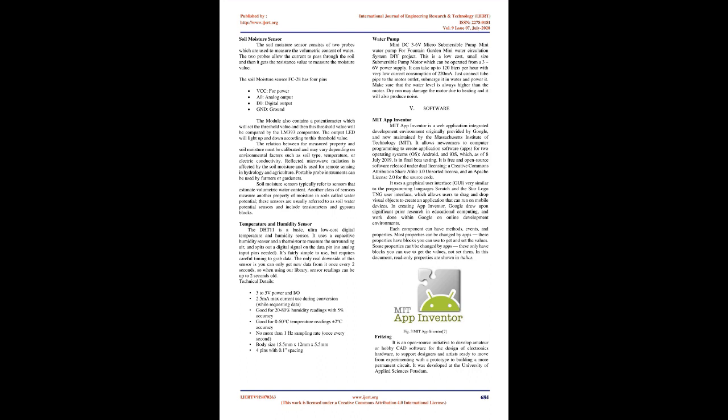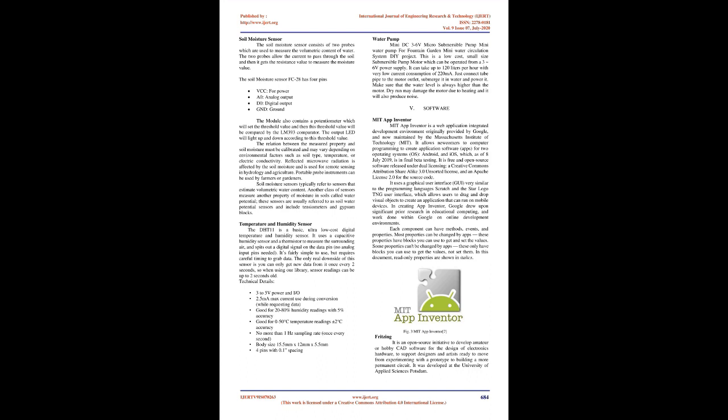Reflected microwave radiation is affected by the soil moisture and is used for remote sensing in hydrology and agriculture. Portable probe instruments can be used by farmers or gardeners. Soil moisture sensors typically refer to sensors that estimate volumetric water content. Another class of sensors measure another property of moisture in soils called water potential. These sensors are usually referred to as soil water potential sensors and include tensiometers and gypsum blocks.